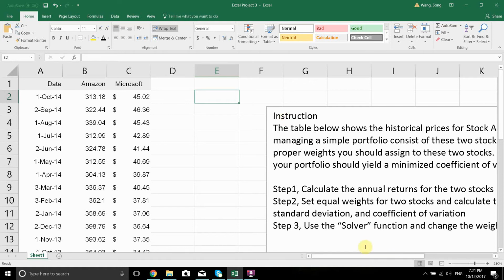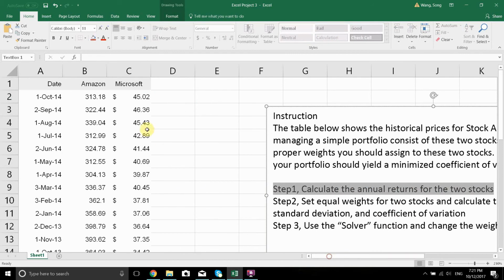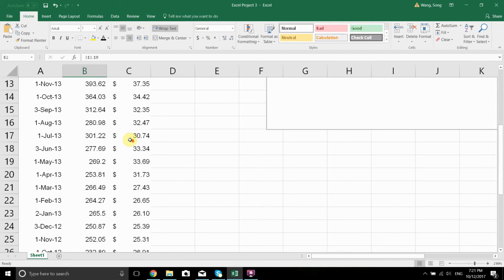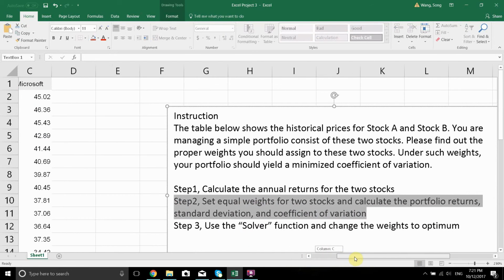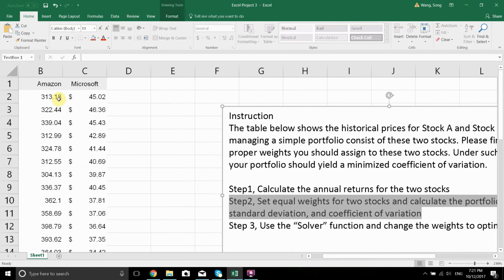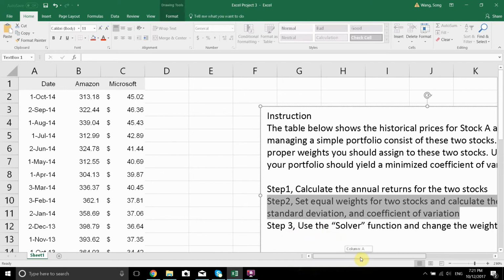And to do that, I have listed here in the instruction page, you need to first calculate the annual returns for the two stocks, because what you have here are stock prices in dollar figure. It's not return in percentage. And second, you can start with the equal weights for two stocks and calculate your portfolio return, standard deviation, and coefficient variation. Okay, so you start with 50-50% on each of Amazon and Microsoft, and then get all the factors calculated.